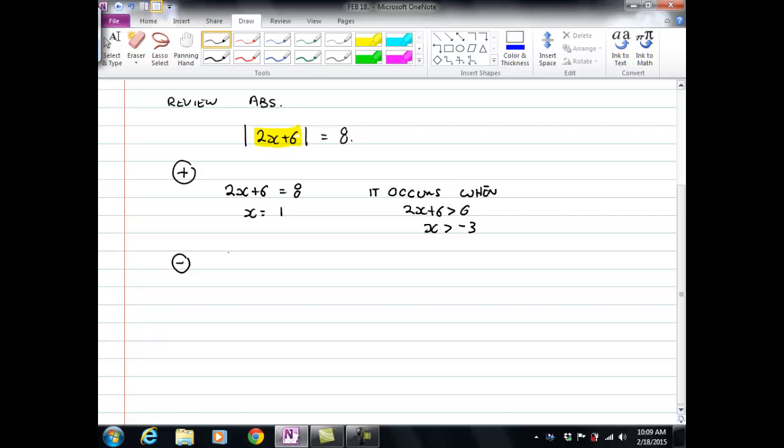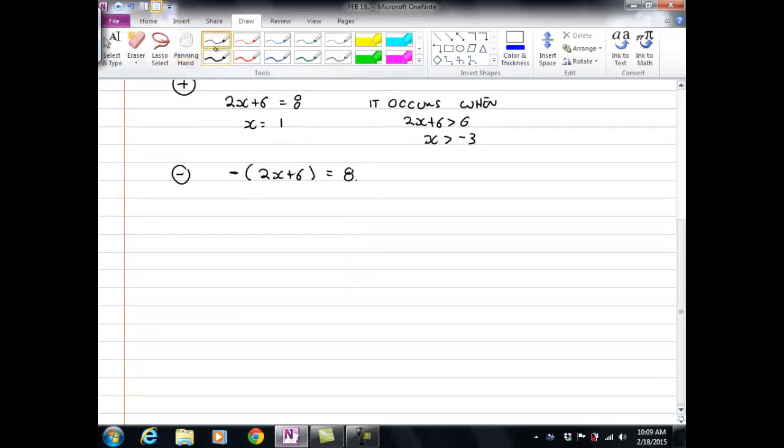The negative case really means I multiply everything in there by a negative, equals 8. And I quickly solve it. You can easily solve this on your own. You don't need me to wait. So this becomes negative 2x minus 6 equals 8, and x should equal negative 7, I believe.